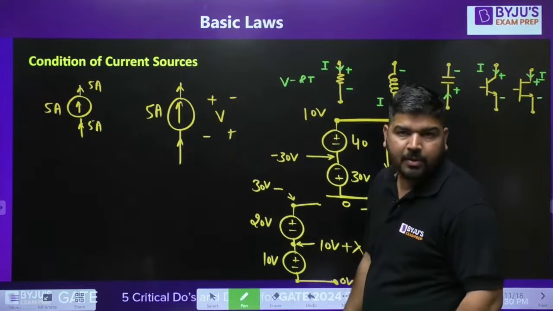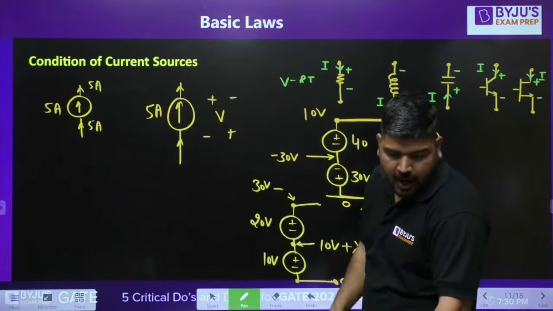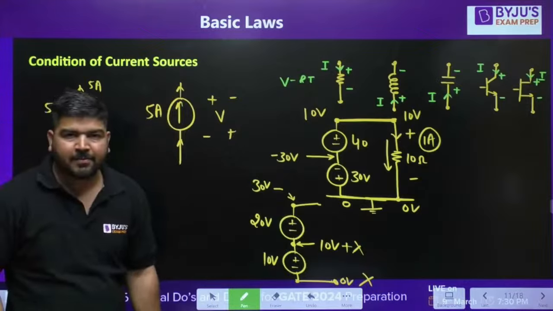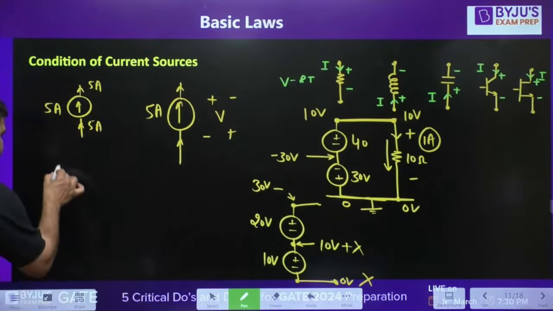Voltage can be anything, but current is fixed. Okay, so remember this point in a current source. I hope it is clear. Now, if you understood the condition of a current source, let's try to connect some current sources.